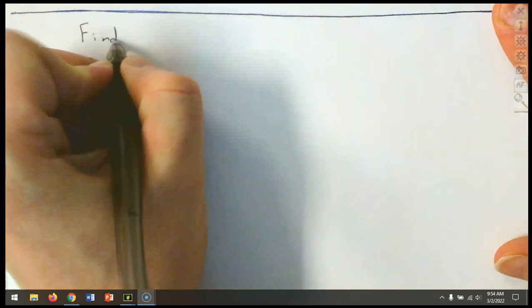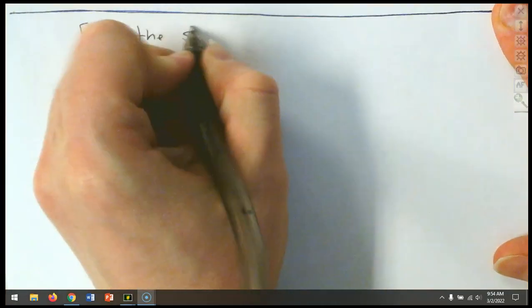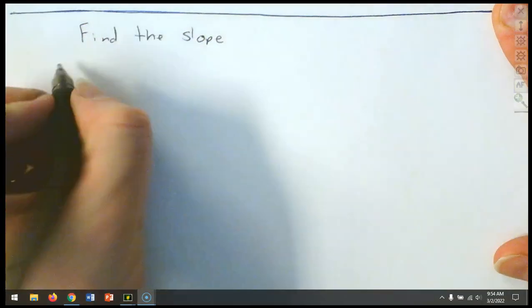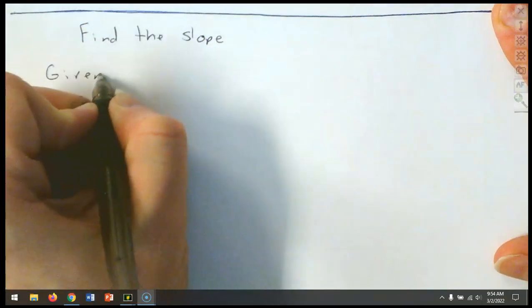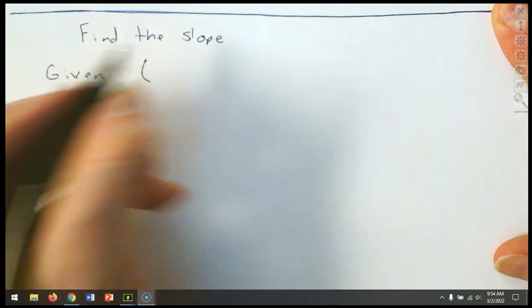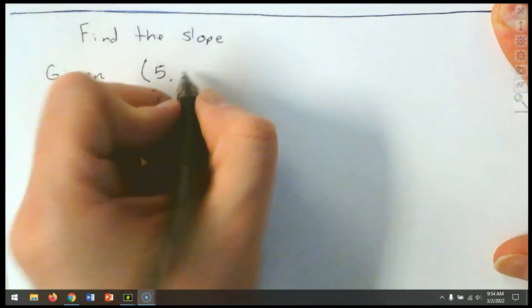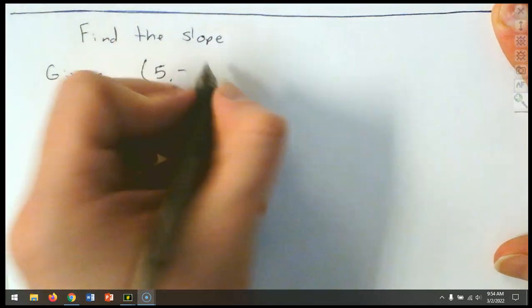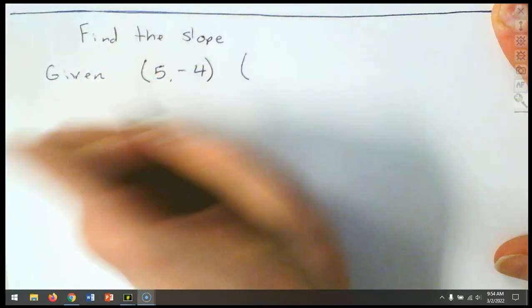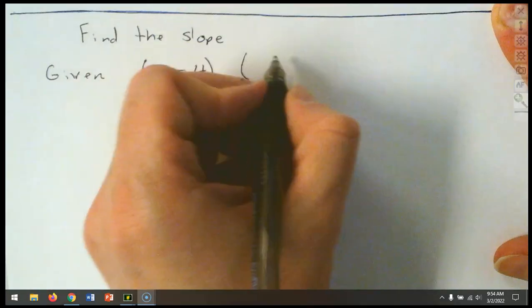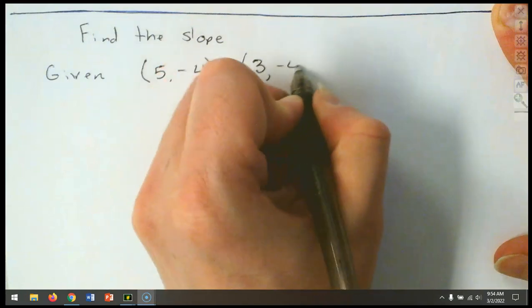So let's do one more of these, and we're going to try and find the slope. And let's see, you're given two ordered pairs. How about 5, -4, and 3, -4.